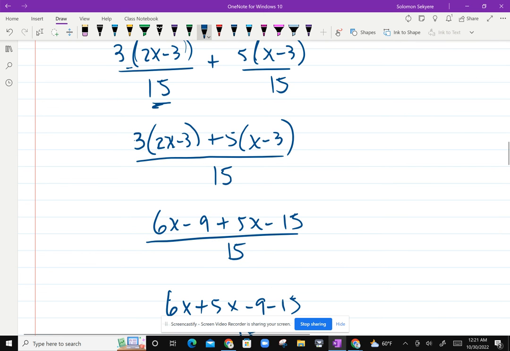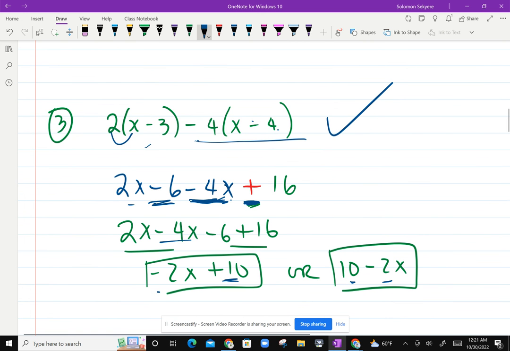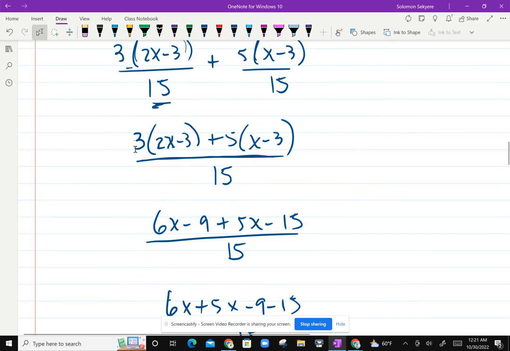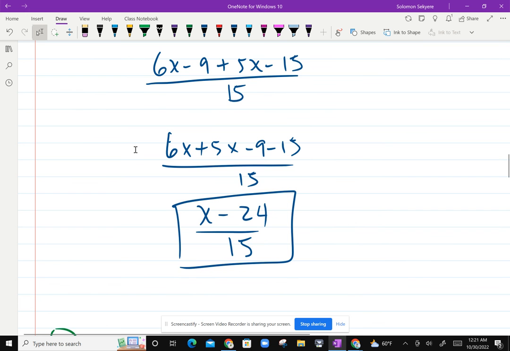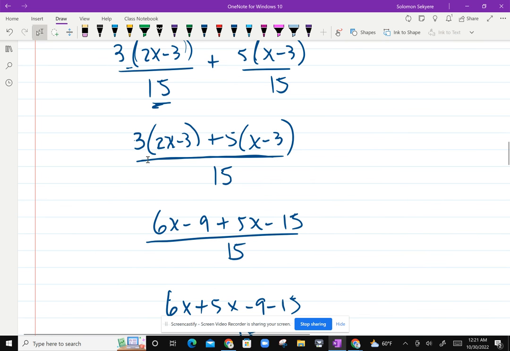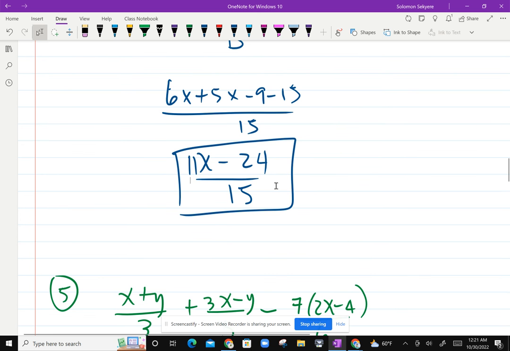Now we distribute and simplify the top. That is why I gave you this exercise. So now do that, combine like terms, and what do you get? Oops, this becomes 6x, 11x. Did I do it right? 6x, 11x minus 24 over 15.